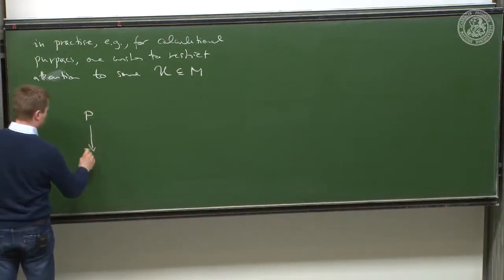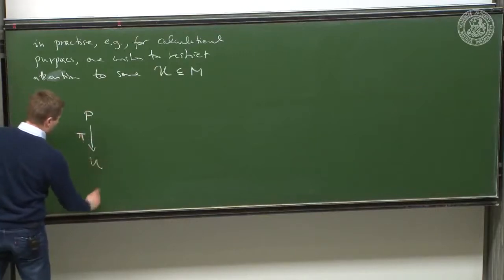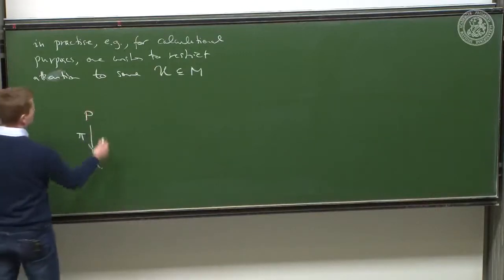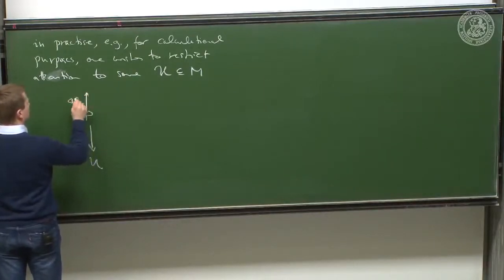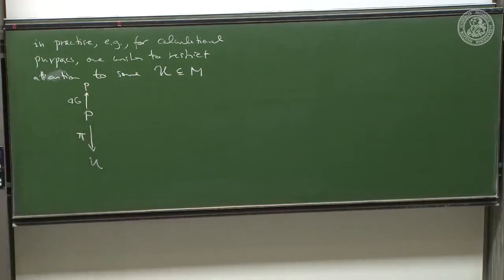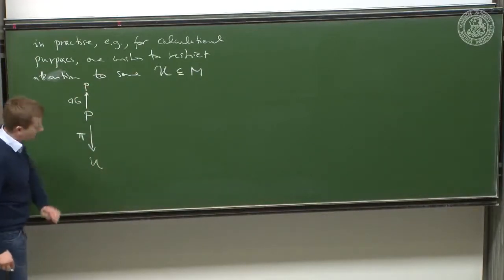such that the situation is P down only to some U. So we look at this restriction of P. I don't need to write this down. It's clear what I mean. And we wish to study the bundle only over such a subset of the base manifold.